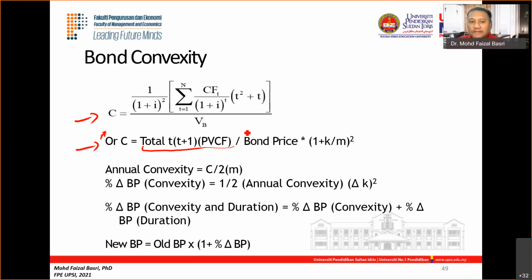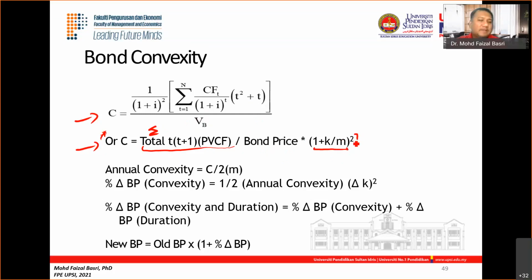And we have to divide. This is the total. Total means the sum. So that's why we have the sum here. And we divide with the bond price. Remember the VB, the total present value of cash flows. We multiply with 1 plus K divided by M. So this part is actually the same as before, but now we have square.